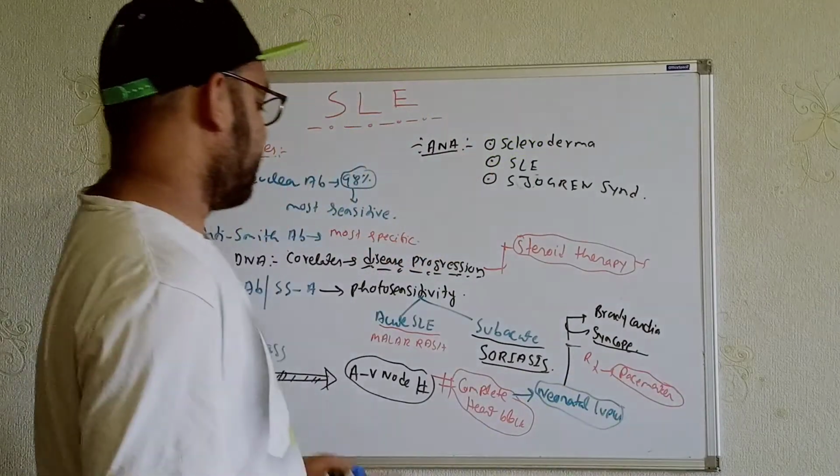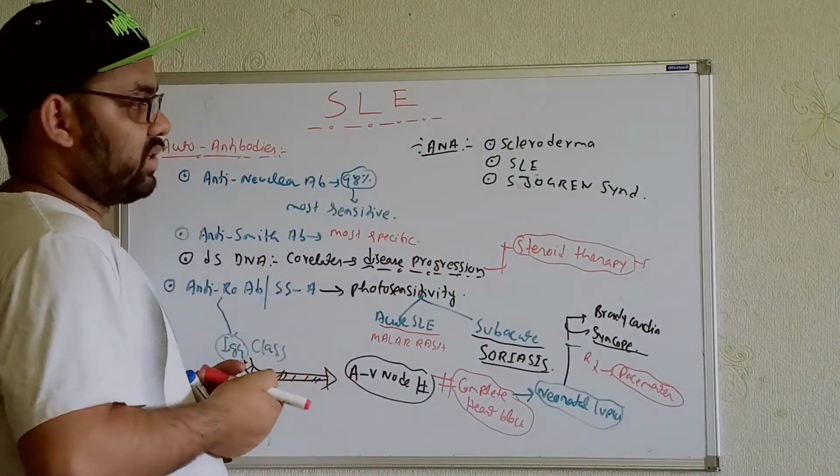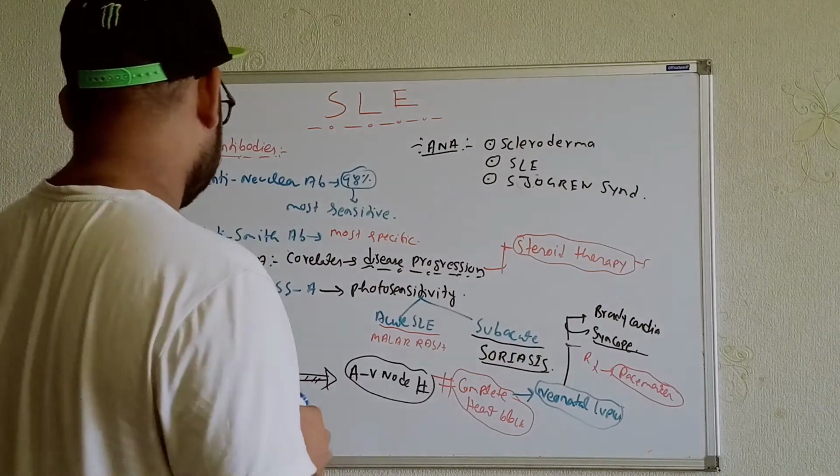We have to use the pacemaker over here. Okay, so in these cases, we can use the pacemaker. Now we'll talk about the different types of the antibodies.